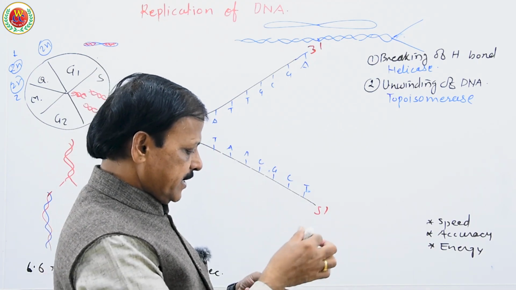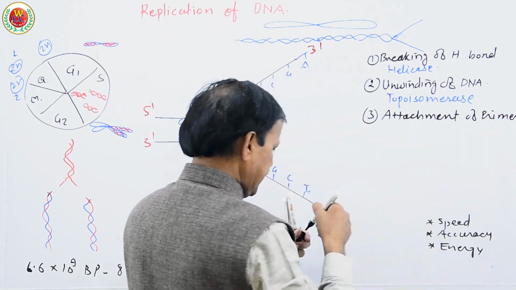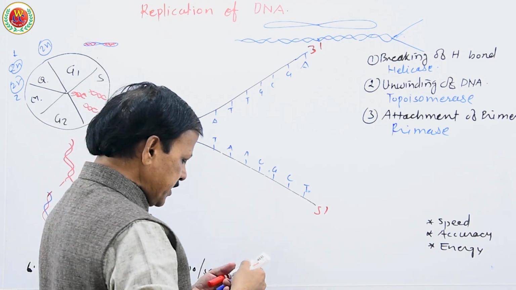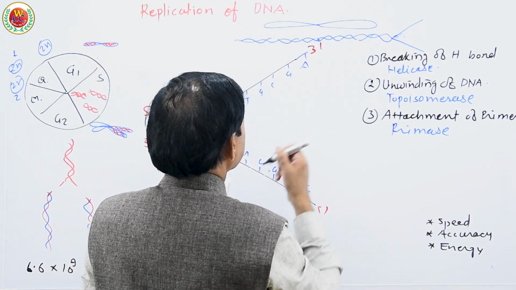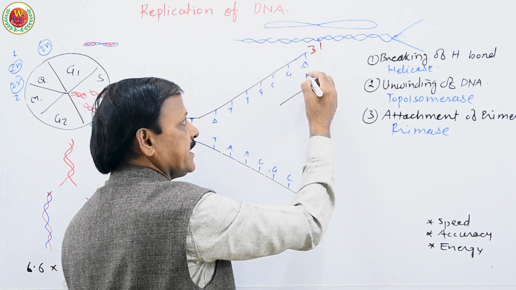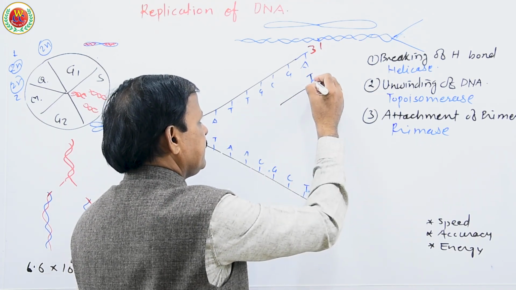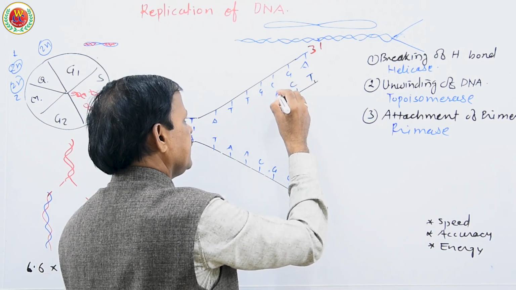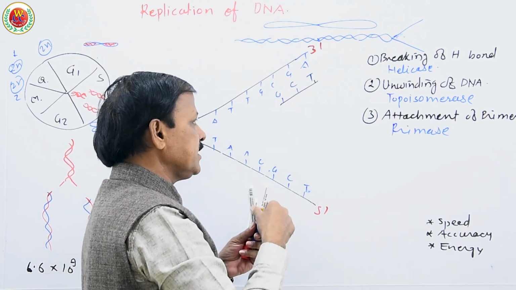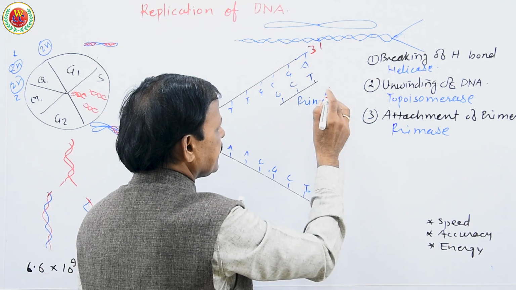So the third step is attachment of primer, also called initiation, in presence of the enzyme primase. So what is a primer? It is a small stretch of nucleotides complementary to the nucleotides on the template strand. So this is a template strand, complementary to it thymine, cytosine, guanine. So a few nucleotides, 10 to 15 nucleotides in a chain, a small fragment, is called primer. So this is a primer. It joins in presence of the enzyme primase.